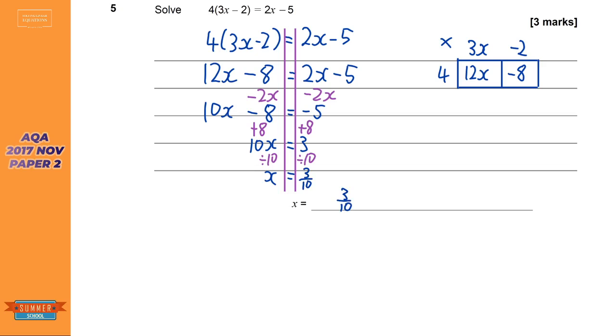Now, if you're not sure how I did the expanding the brackets, I am going to do a video later on about expanding and factorising. So keep your eyes peeled, keep subscribed, and keep your eyes peeled for that video if you need just a little bit more help with that section.